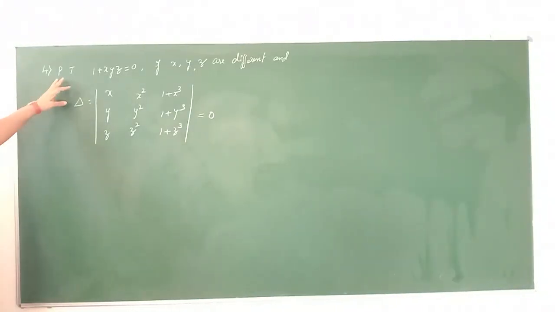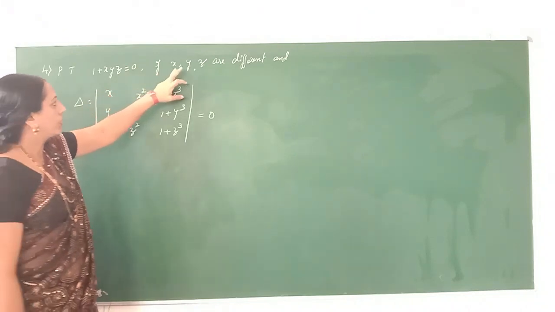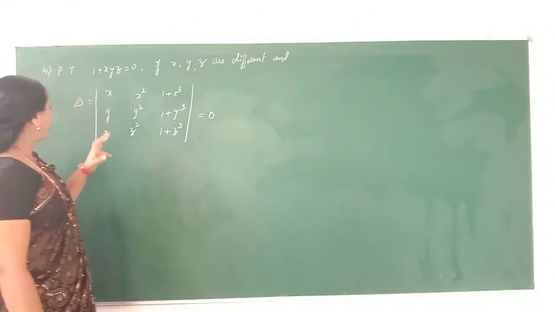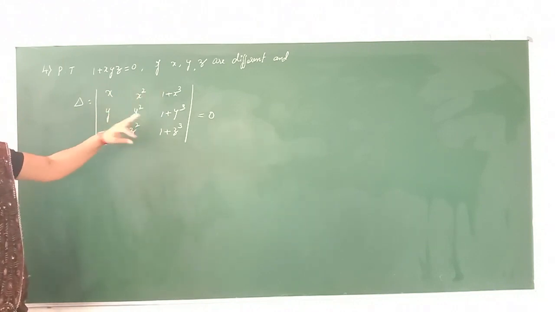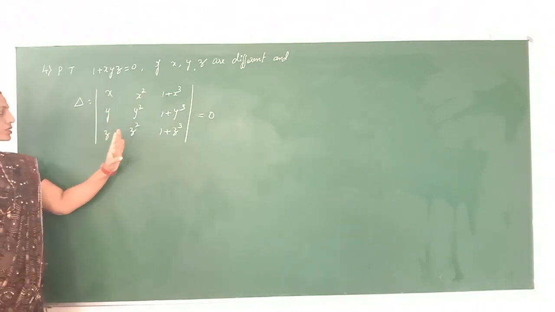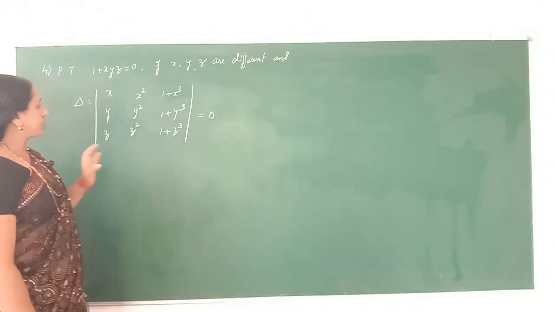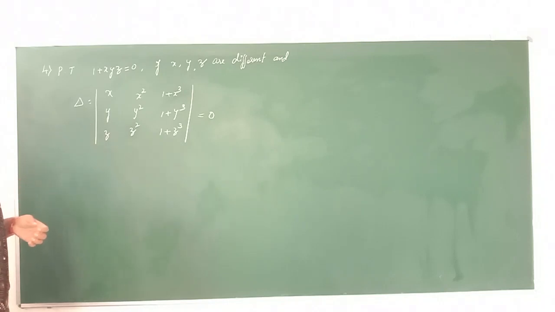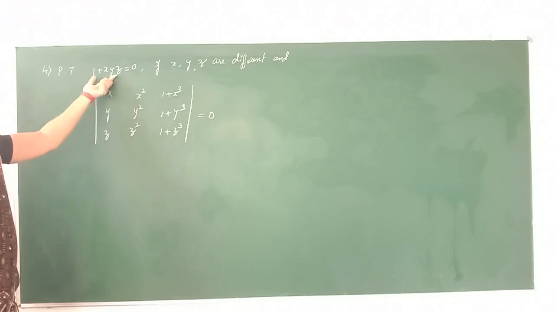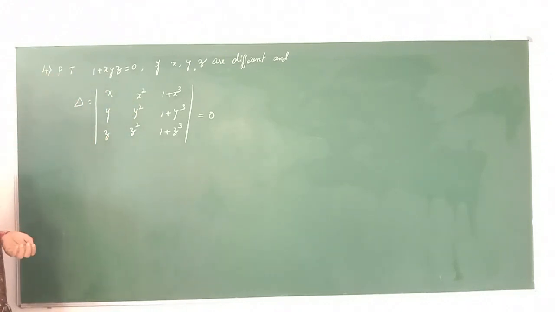Next one, prove that 1 plus xyz is equal to 0 if x, y, z are different and delta is equal to the determinant of 1, x square, 1 plus x cube; 1, y square, 1 plus y cube; and 1, z square, 1 plus z cube, is equal to 0. It is different from the previous problems. So by using the values of delta, now to prove that one of the conditions is 1 plus xyz is equal to 0.